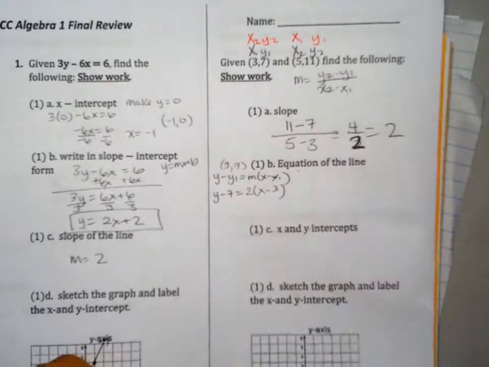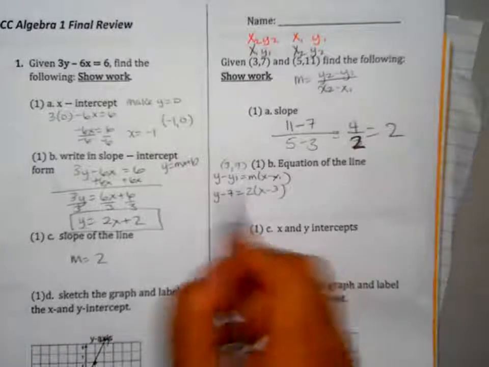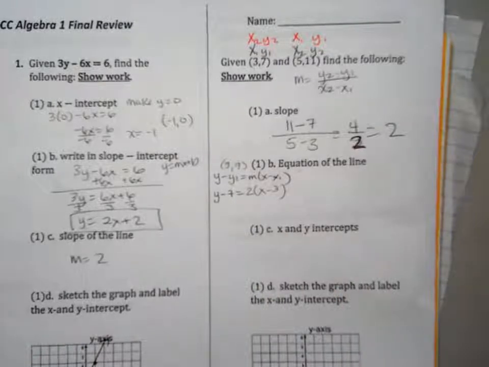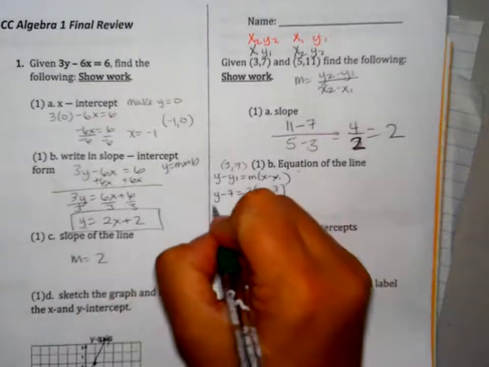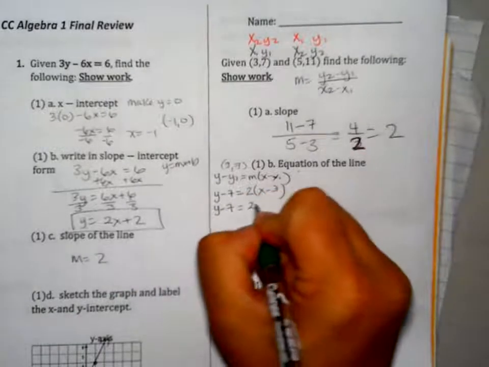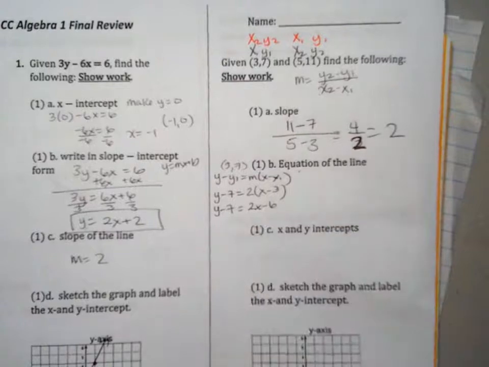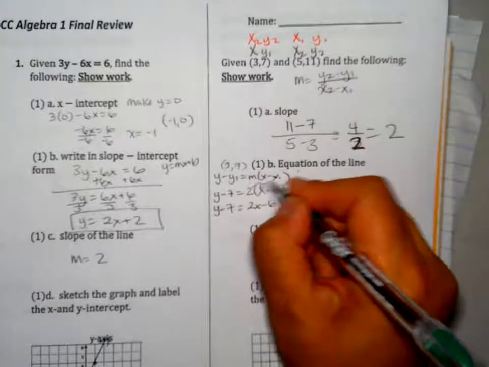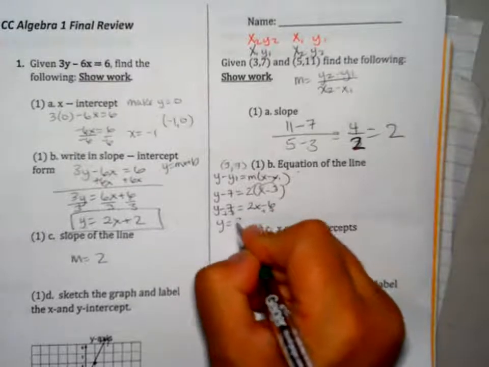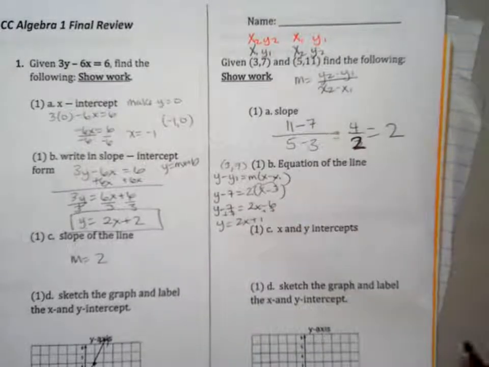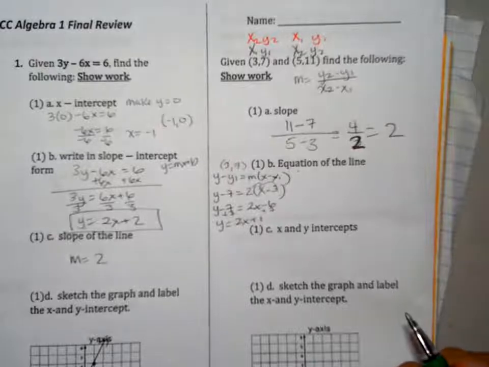All right, now if it just asks for an equation of the line and doesn't tell you what form, you're good to leave it like that, and that would be full credit. Okay, but let's simplify that a little bit. I get y minus 7 equals 2x minus 6. I just distributed the 2 right there. I'm going to add 7 to both sides, and I'm going to get y equals 2x plus 1. Okay. That's if I used point slope.